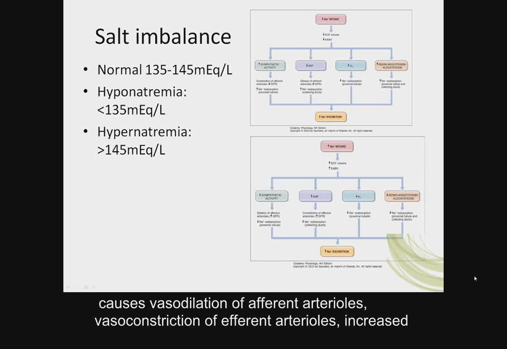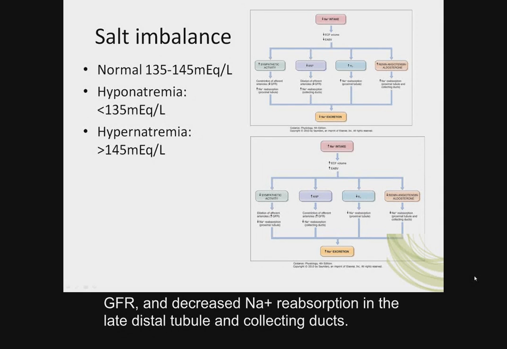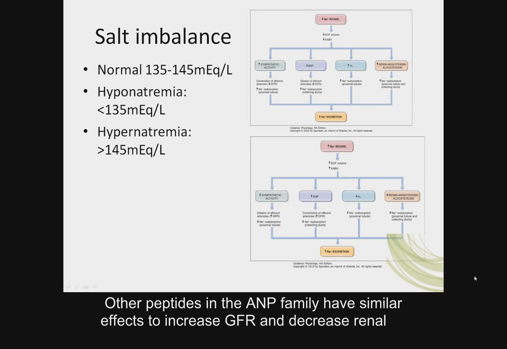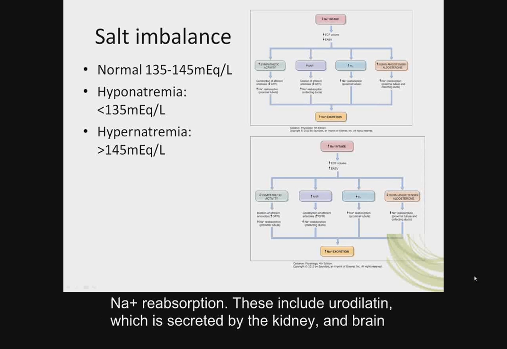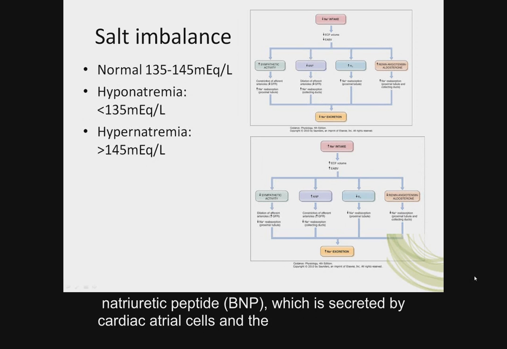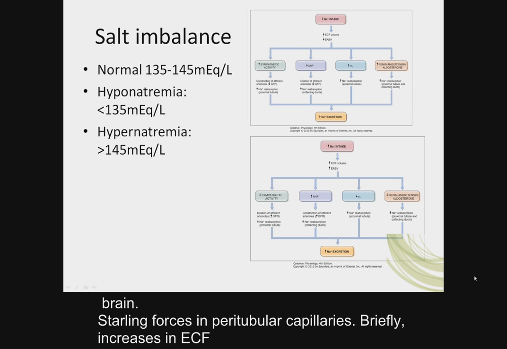Atriopeptin, or ANP. ANP is secreted by the atria in response to an increase in ECF volume and causes vasodilation of afferent arterioles, vasoconstriction of efferent arterioles, increased GFR, and decreased sodium reabsorption in the late distal tubule and collecting ducts. Other peptides in the ANP family have similar effects to increase GFR and decrease renal sodium reabsorption. These include urodilatin, which is secreted by the kidney, and brain natriuretic peptide, or BNP, which is secreted by cardiac atrial cells and the brain.